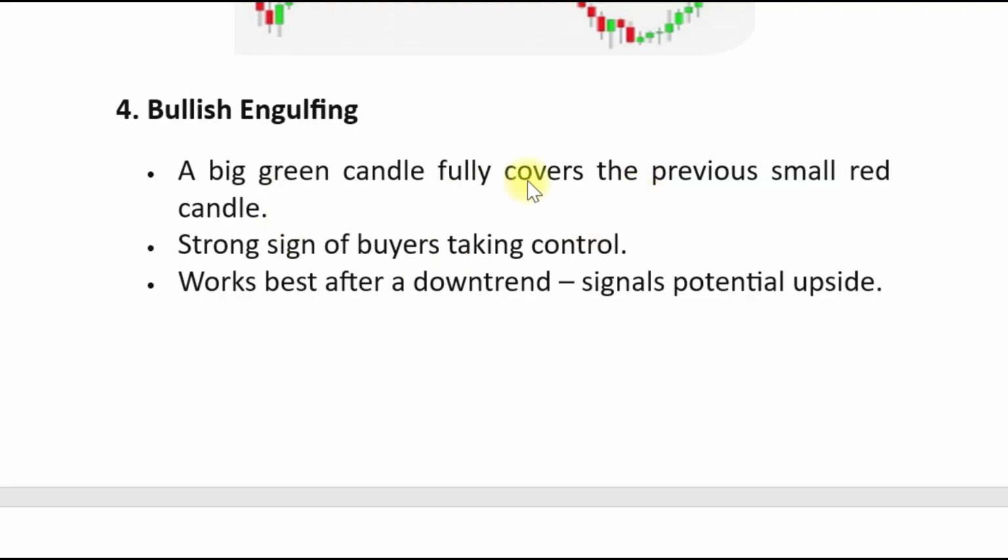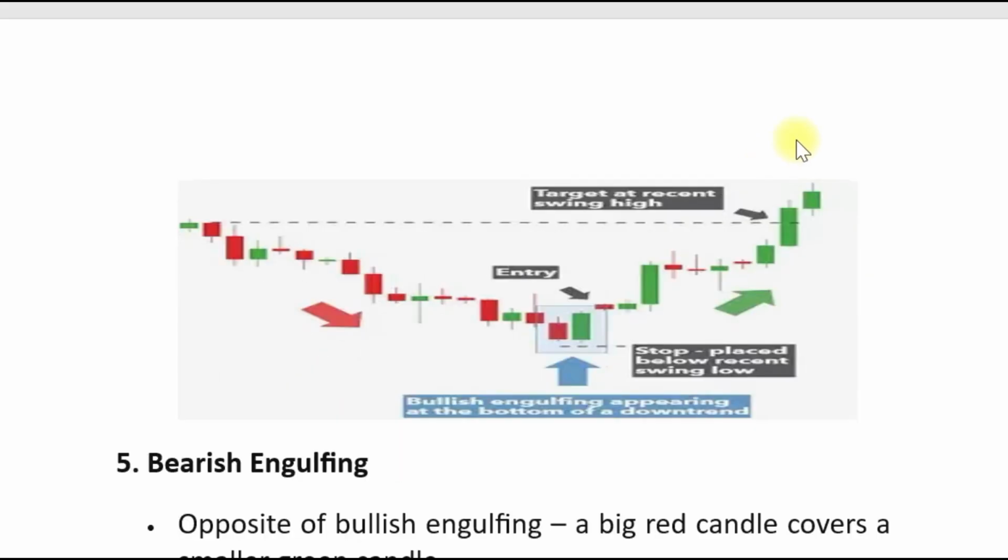The next pattern is bullish engulfing. A big green candle fully covers the previous small red candle. It shows a strong sign of buyers taking control. See, in this chart, the first condition is the market should be in a downtrend.